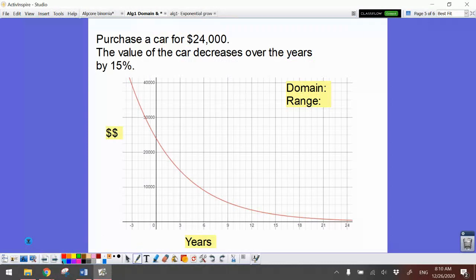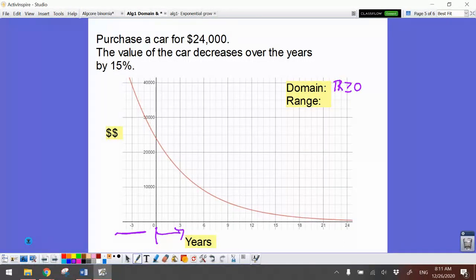So this one, we have the price of a car. The purchase price is $24,000. The value of the car decreases over the years. Okay, so I'm looking at kind of quadrant 1 here. I do know that I have negative numbers here and I have negative numbers here. So my domain, am I going to make use of the negative years? No, I'm not. So my domain is real numbers greater than or equal to 0 because I'm starting at 0 and I'm going to the right. It doesn't make any sense to have negative years.